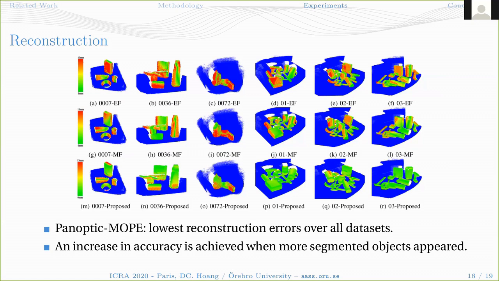As you can see, our method consistently results in the lowest reconstruction error over all datasets. An increase in accuracy is achieved when more objects appear in the scenes.